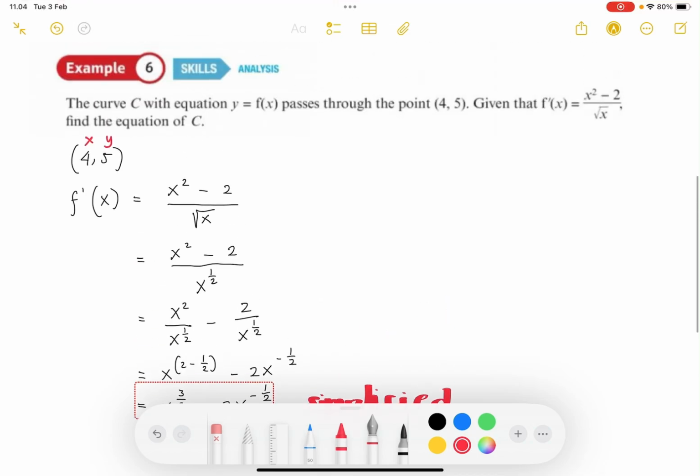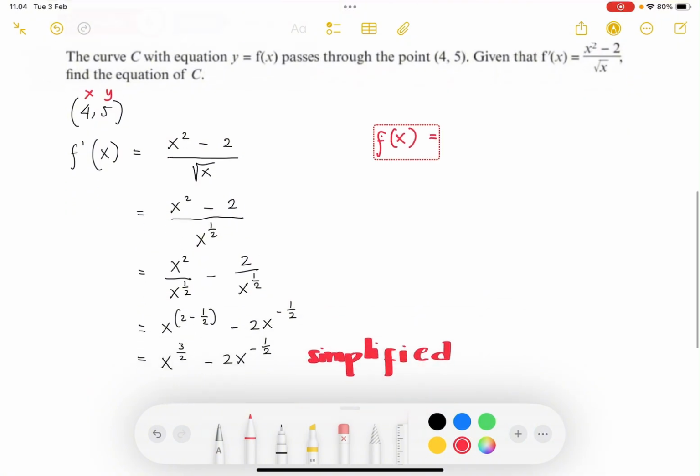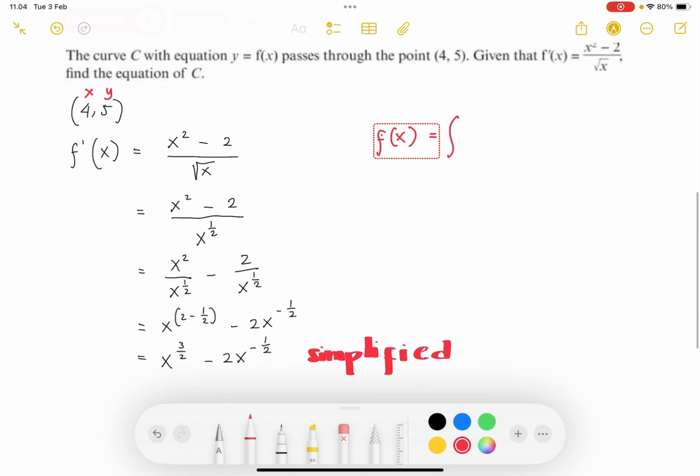Okay, after we simplified it, now we find the f(x). How can we find the f(x)? Integrate the derivative function. Integrate the 3x to the power of 3 over 2 minus 2x to the power of minus 1 over 2 dx.